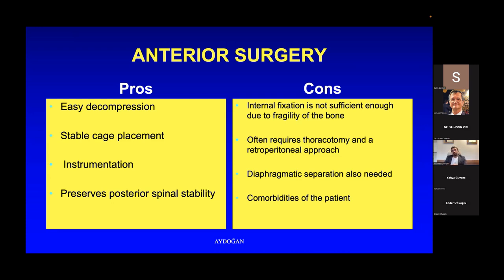So let's look at the disadvantages. Internal fixation is not sufficient enough due to fragility of the bone. It often requires thoracotomy and a retroperitoneal approach, and generally needs diaphragmatic separation. With the comorbidities of the patient, especially if you need to open the thoracic cavity and the retroperitoneum and do diaphragmatic separation, when you have a patient who has lots of comorbidities, that will be a great problem.